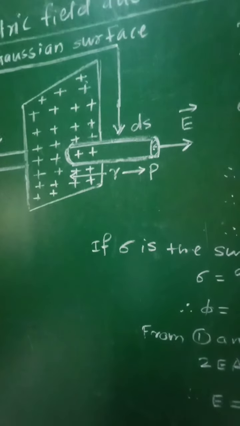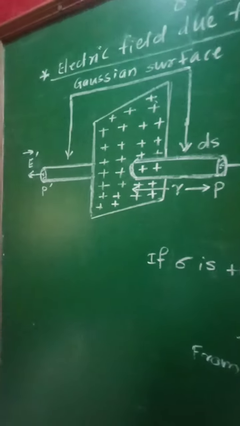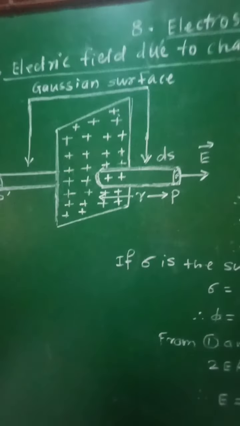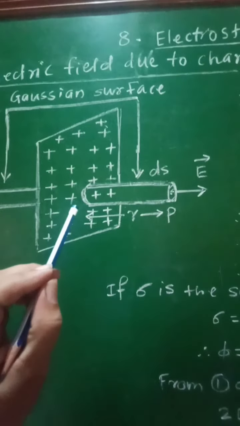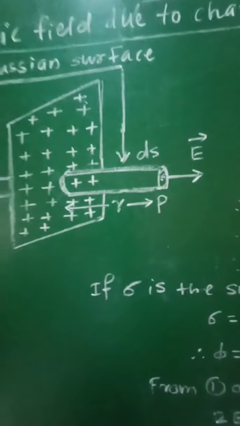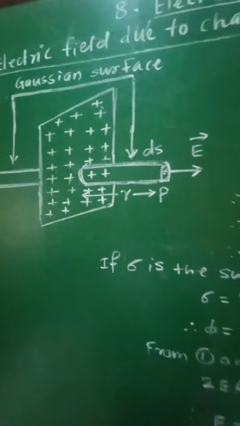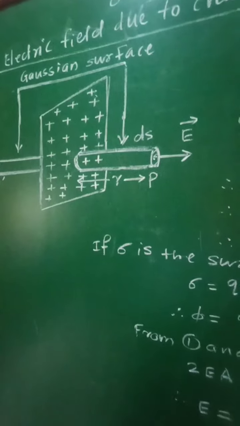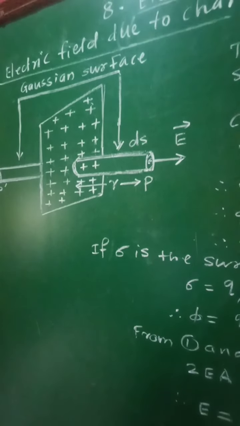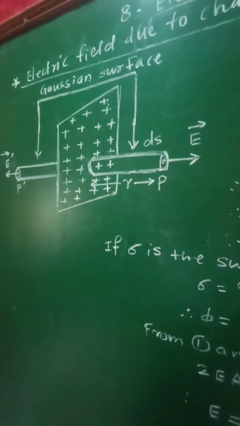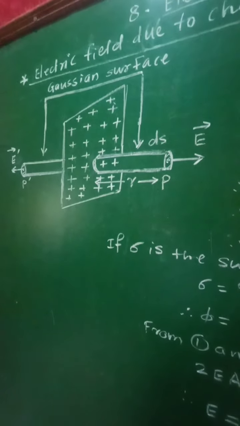a uniformly charged infinite plane sheet with surface charge density sigma, that is, sigma represents the surface charge density of this plane sheet, which is kept perpendicular to the plane of the board. Then sigma will be equal to charge per unit area, that is Q by A. Then by symmetry, the electric field is perpendicular to the plane of the sheet and directed outwards, having the same magnitude at a given distance on either side of the sheet.